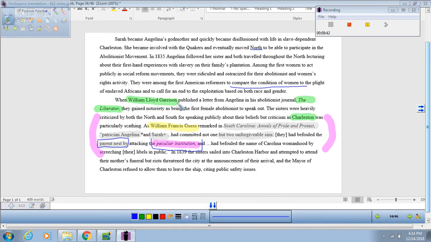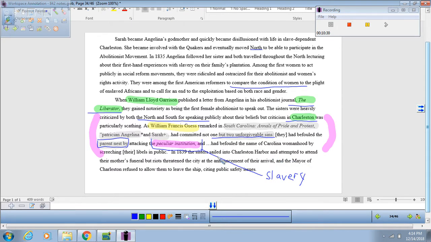It said William Lloyd Garrison published a letter from Angelina Grimke in his journal, The Liberator, and they gained notoriety as being the first female abolitionists to speak out. They were heavily criticized by both the North and South for speaking publicly about their beliefs. But criticism in Charleston, their home, was particularly scathing, where they said that they had committed two unforgivable sins. They had befouled the parent nest, and they were attacking the peculiar institution, which of course was the Charleston name for slavery.